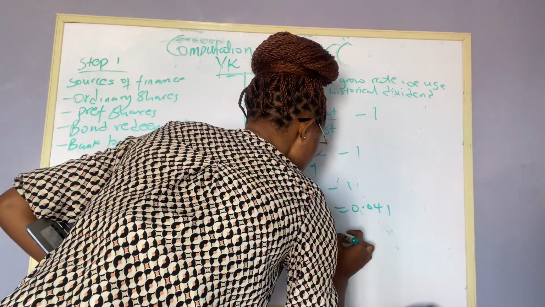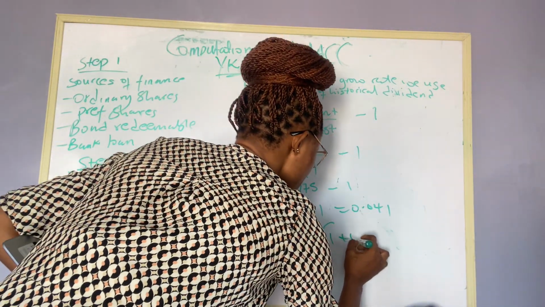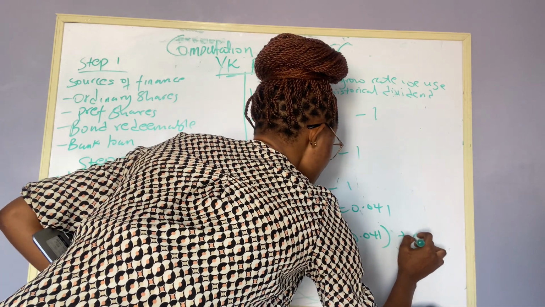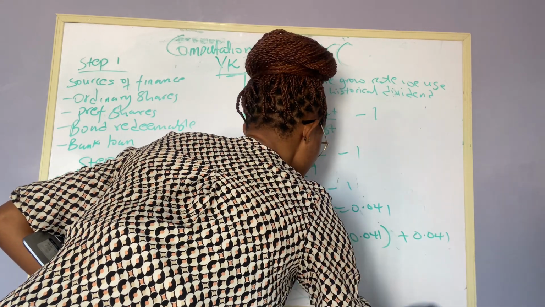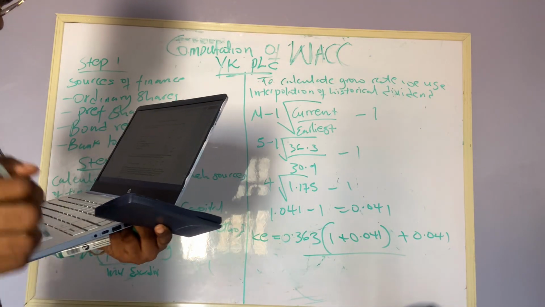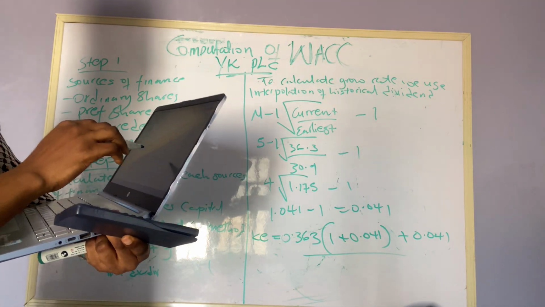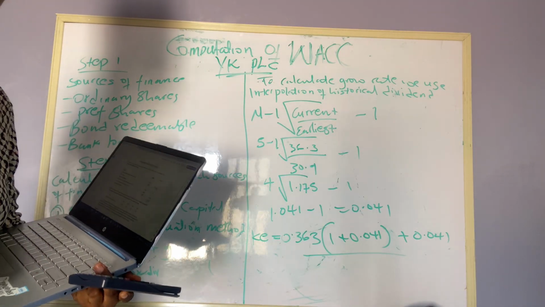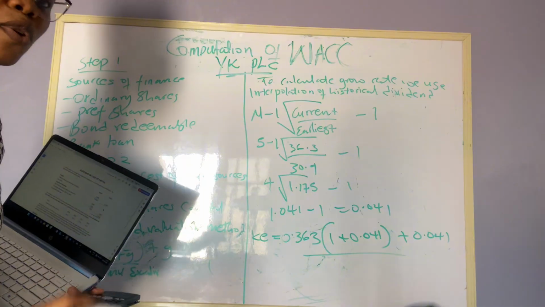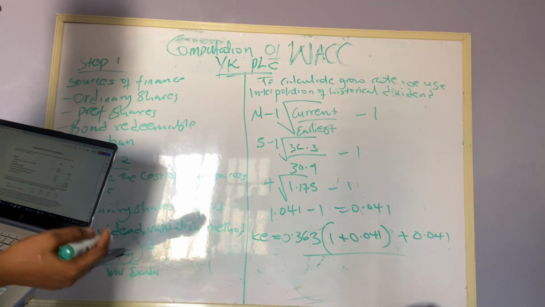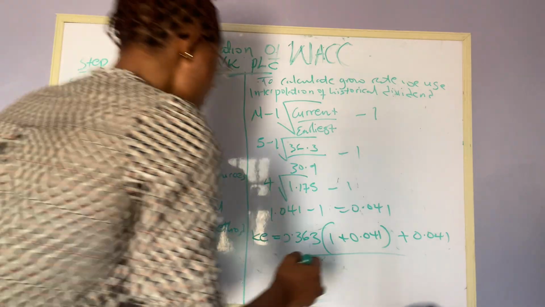Then 1 plus our growth rate, which is 0.41, plus growth rate, which is 0.41, all over market value. What's our market value? Which is 4.7 naira. So our market value is already in 4.7 naira, so we don't need to convert it again. If it was in kobo, we would have divided by 100. But since it's already in naira, there is no point doing that.